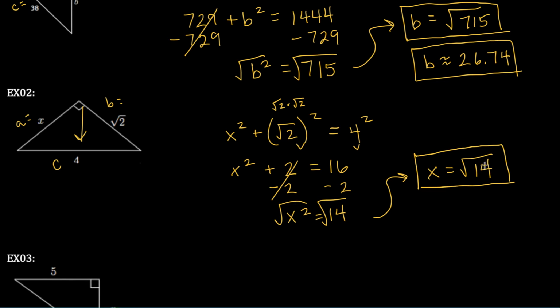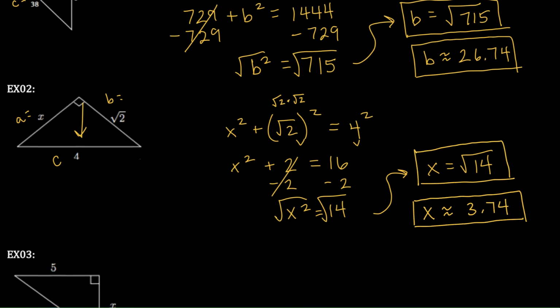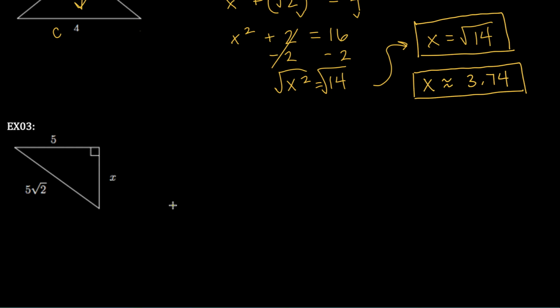And let's do square root of 14 to get an approximate answer. X is approximately 3.74 units. Okay. And let's try this one.